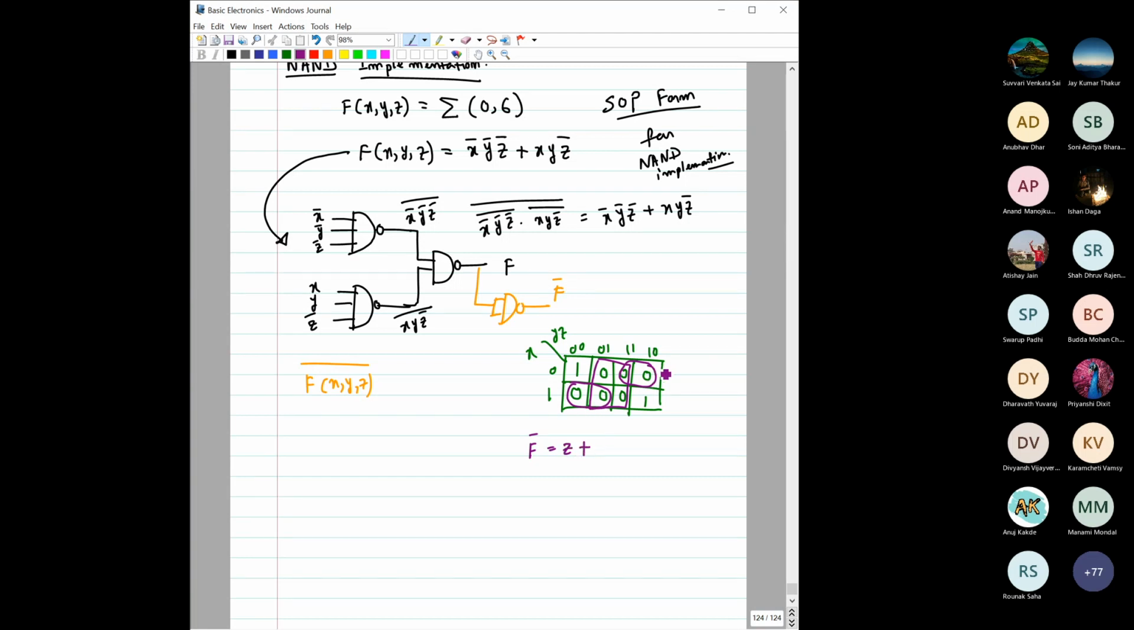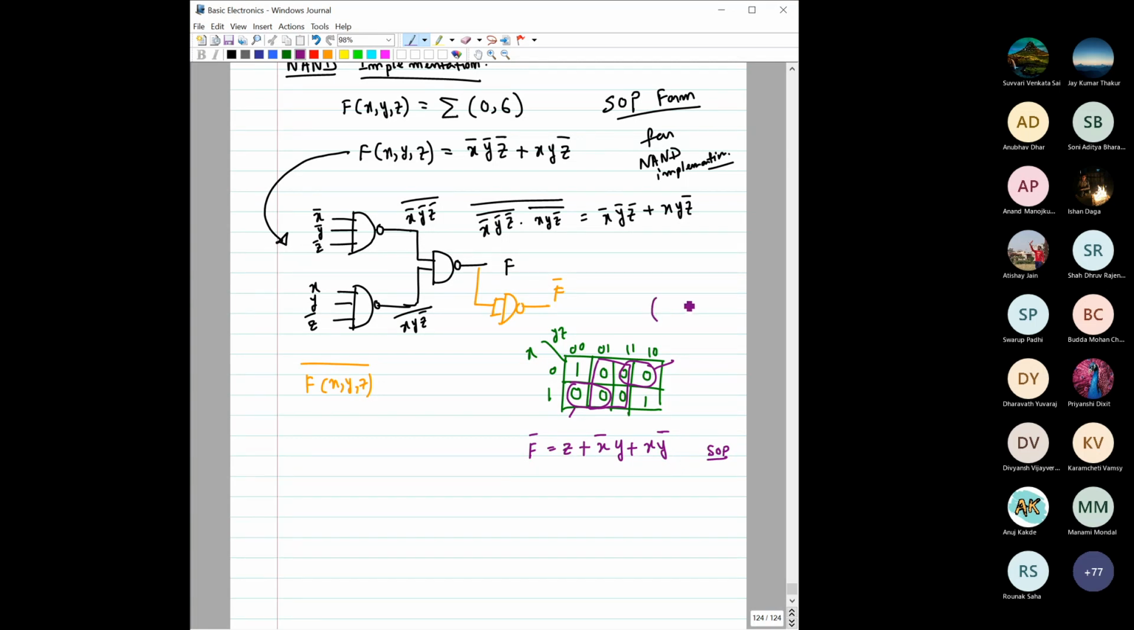Okay, for this one, what is the function? X bar y. Very good. For this, X y bar. Very good, right? So you see, this is also in terms of sum of product, but it is not in the canonical form, but it is in the sum of product form.